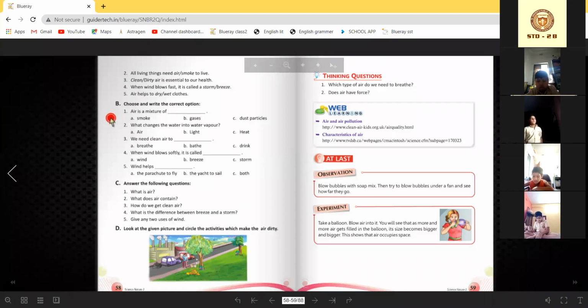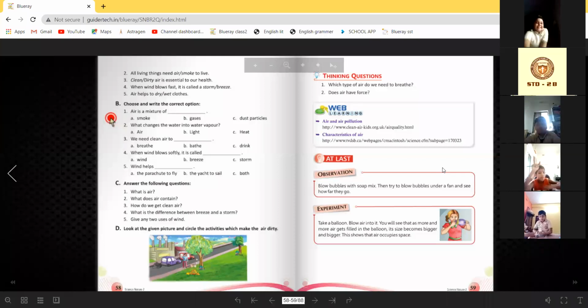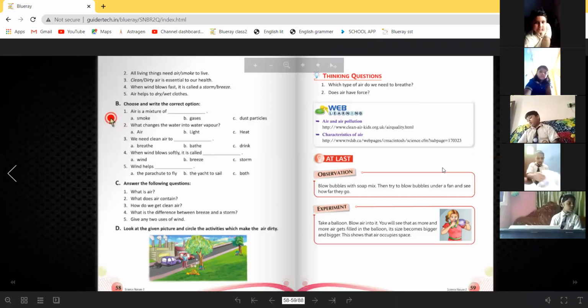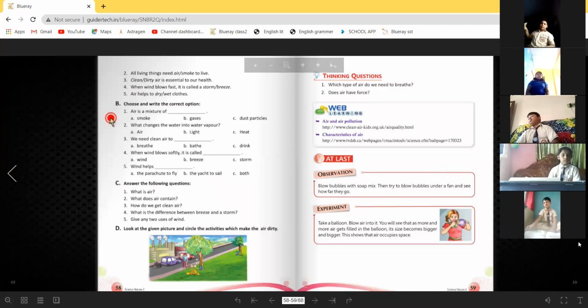Bengali words. Which type of air do we need to breathe? We need clean air to breathe. Does air have force? Yes. Okay. Now, what is air? Who can tell me what is air? Raise your hand. But you are not allowed to tell me from the book. Jinia is searching the answer from the book. Without looking at the book, you have to tell me.